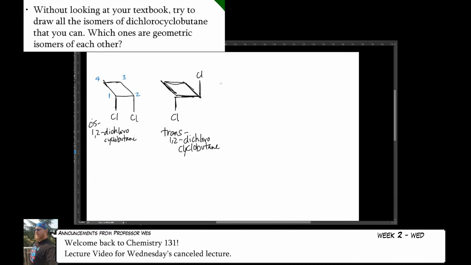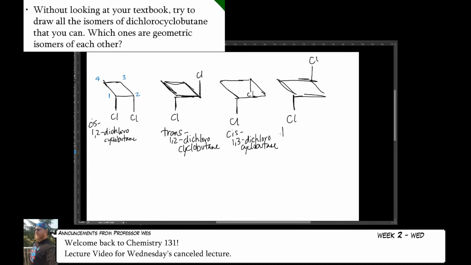And then I'm going to move towards the back here. So this is down, and this is down. And so this would be cis-1,3-dichlorocyclobutane. And then I could have them, sorry, I'm getting really sloppy with my drawing here. I could have them trans. So this would be trans-1,3-dichlorocyclobutane.